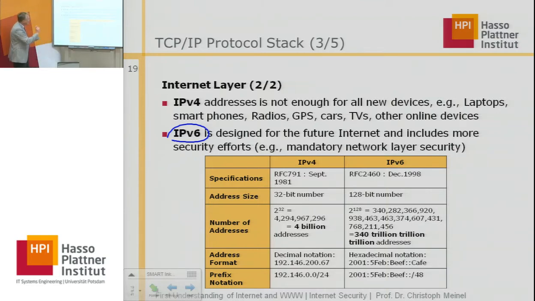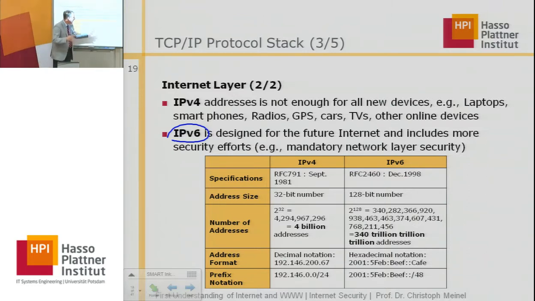So let's have a short look at comparing these two protocols. The specification of IPv4 was done in 1981. The specification in RFC 2460 for IPv6 was done in December 1998. The address size in the old-fashioned IP protocol is 32 bits, 2 to the 32 different addresses, 4 billion. And the new bit number for IPv6 is 128. So if we compare the numbers, there is a vast difference in between. Here, about 4 billion.